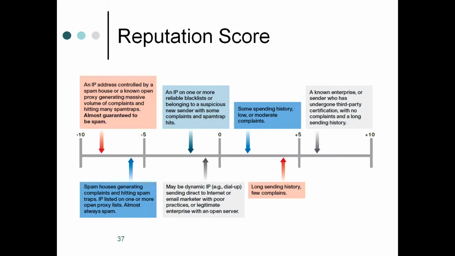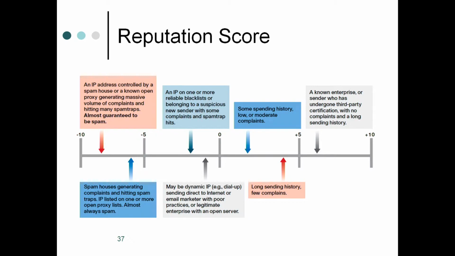So an IP address controlled by a spam house or known open proxy, generating a massive volume of complaints and many spam traps, is almost guaranteed to be spam or malicious. So what it means is, if you are having traffic from these websites or from this IP address, you can directly block it there. So all that traffic will never enter your system.